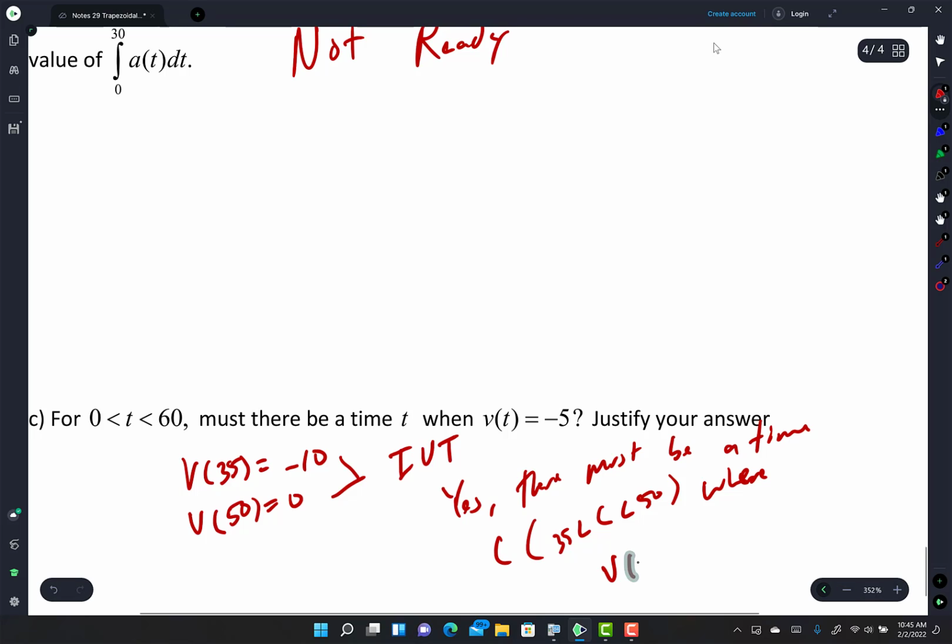Where V of C equals negative 5. And then I would put comma IVT. There. Full credit.